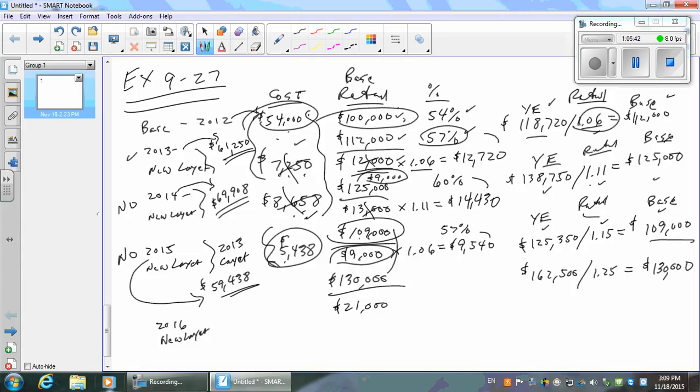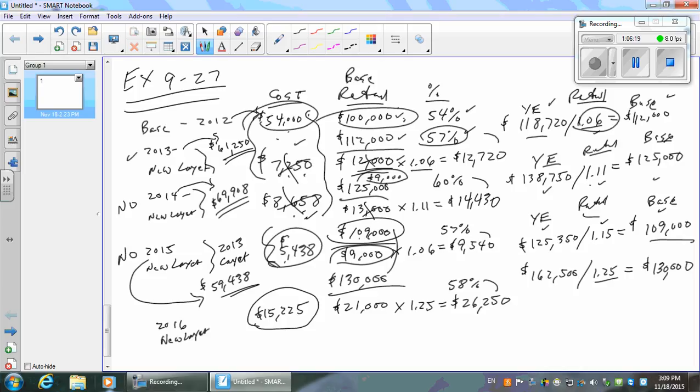That's in base dollars, though. What'd you pay for them this year? The index is 1.25. So bring it back up by the index. Gives me my new layer in retail dollars. How much is that? 26,250. Okay. What's my cost percentage this year? 58%. 26,250 times 58% is going to be the new layer for 2016. How much is that? 15,225.